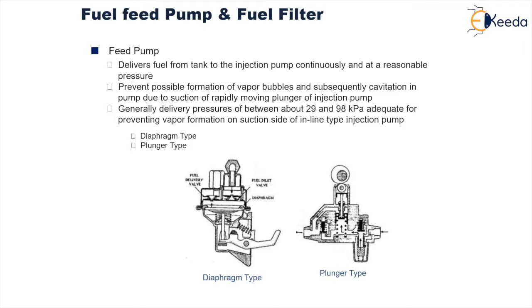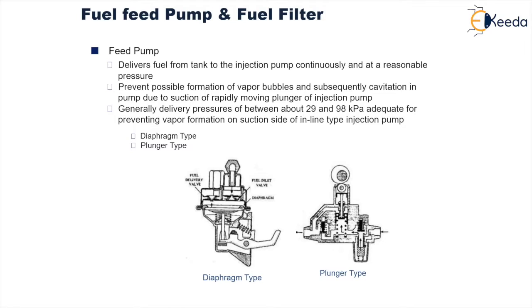However, in case of a CI engine, as we all very well know, there is no use of carburetor. So the function of supplying the fuel remains as it is. In order to rectify this, you need a fuel pump. This fuel pump will pick the fuel up from the fuel tank and supply it to the fuel injector under high pressure. Then this also serves the purpose of prevention of formation of vapor bubbles and cavitation in the pump.